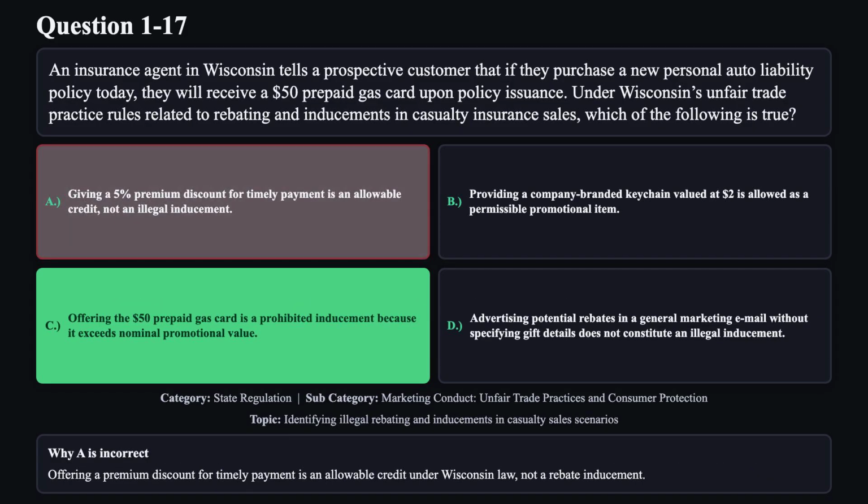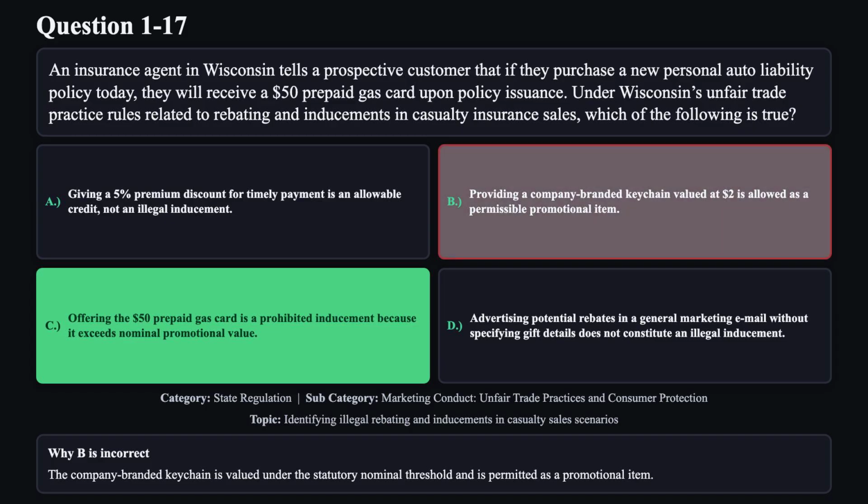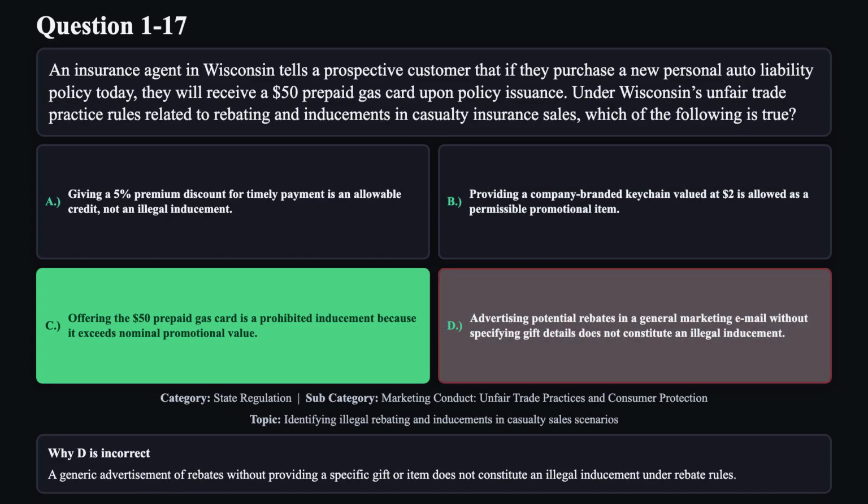Reason A is not correct. Offering a premium discount for timely payment is an allowable credit under Wisconsin law, not a rebate inducement. Reason B is not correct. The company branded keychain is valued under the statutory nominal threshold and is permitted as a promotional item. Reason D is not correct. A generic advertisement of rebates without providing a specific gift or item does not constitute an illegal inducement under rebate rules.